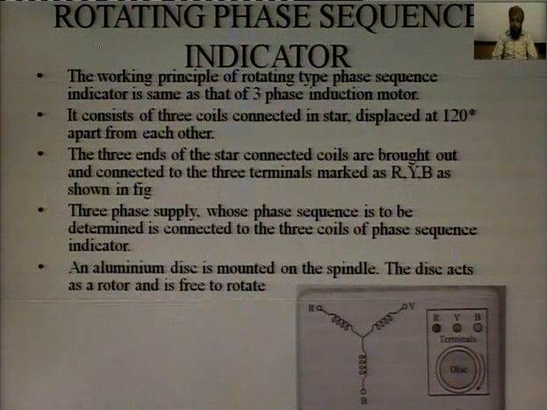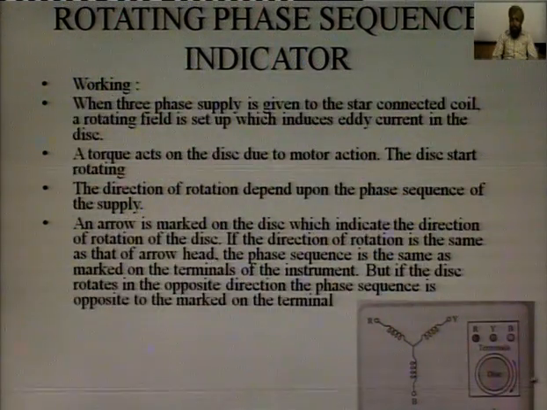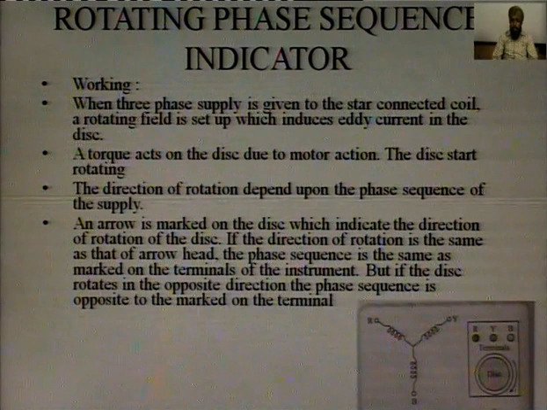An aluminum disc is mounted on a spindle. The disc acts as a rotor and is free to rotate. When the three-phase supply is given to the star-connected coils, a rotating field is set up which induces eddy current in the disc. A torque acts on the disc due to motor action. The disc starts rotating. The direction of rotation depends upon the phase sequence of the supply.